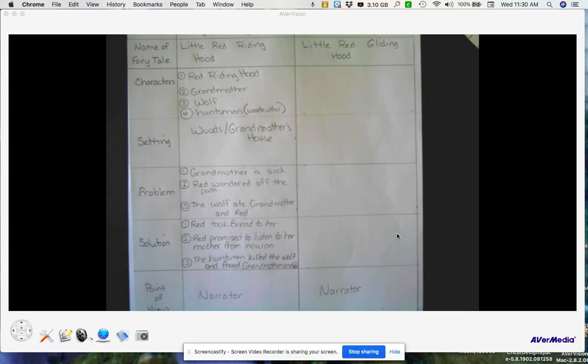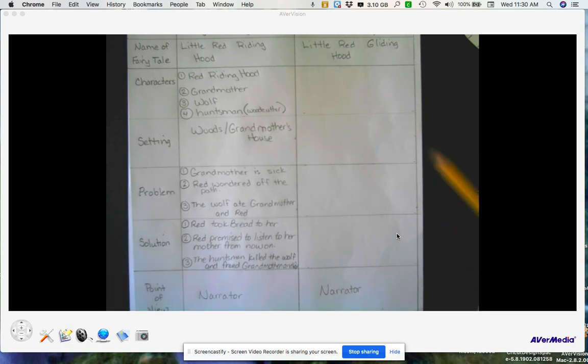So then when it came to problems, I thought, well, this story was quite long. It had more than one problem. So I came up with 3 major problems. You might have come up with some other ones. That doesn't mean yours are wrong. Okay, you don't have to have exactly what I have, but you need to have at least one problem.